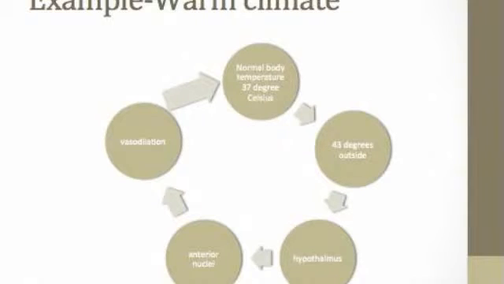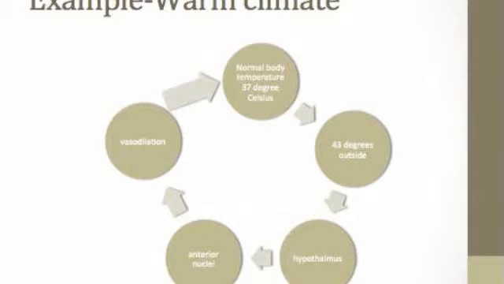Now let's look at an example. So let's say it's a very, very hot day. The normal body temperature is 37 degrees Celsius. Now let's say it's 43 degrees Celsius outside. So what happens? The external temperature is changing, but the body has to maintain that internal state, that steady state, in order to continue functioning efficiently.